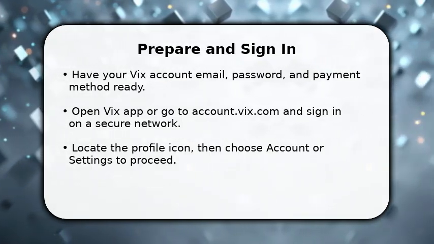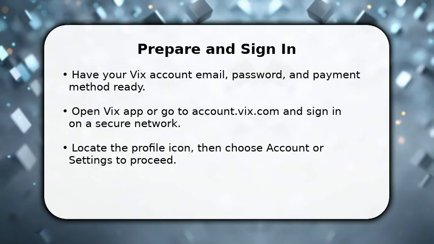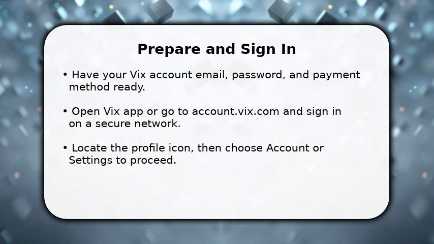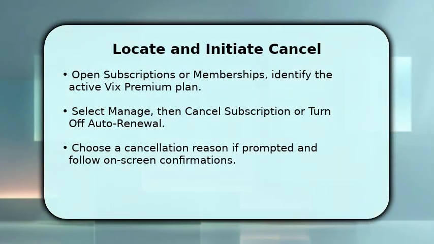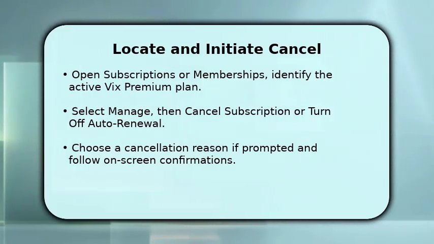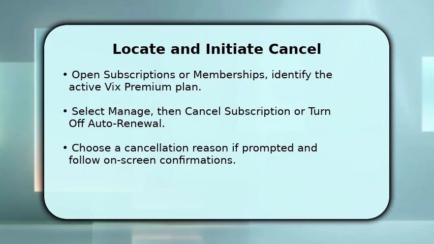Next, open subscription or membership. That's where the cancel controls live, and prepare to select the active plan. Once in subscriptions, find the active VIX premium entry and tap Manage or Details. This is the critical middle step where the option appears. Select Cancel Subscription or turn off auto-renewal and read any notices about access remaining until period end.